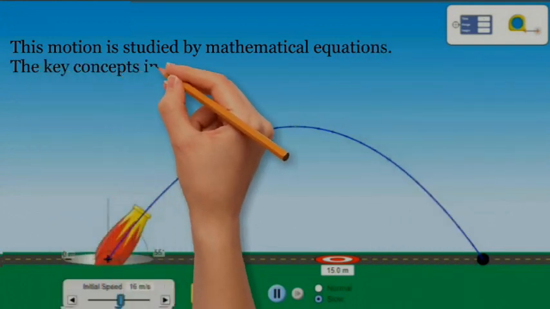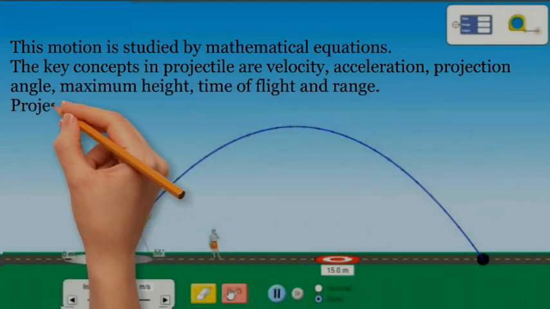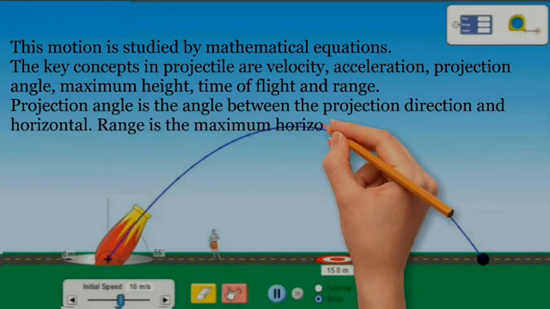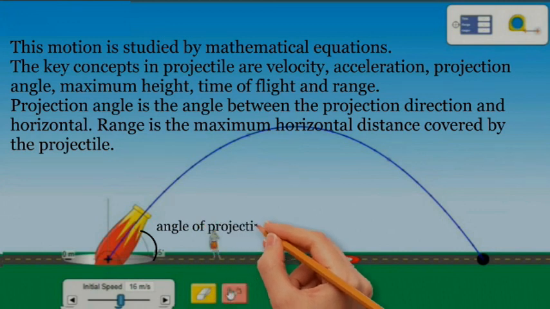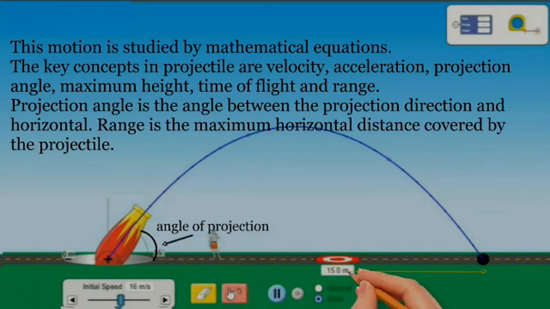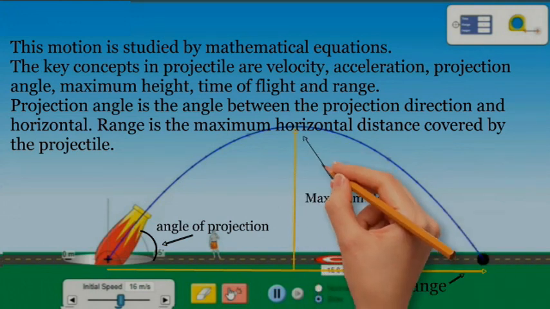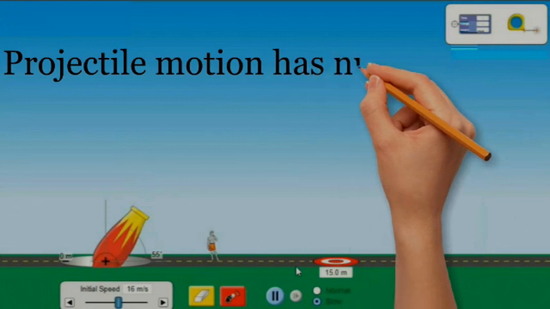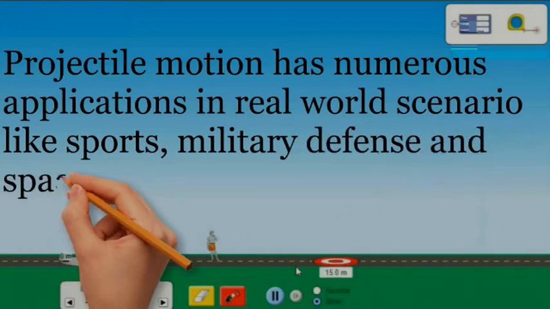The key concepts in projectile motion are velocity, acceleration, projection angle, maximum height, time of flight and range. Projection angle is the angle between the projection direction and the horizontal. Range is the maximum horizontal distance covered by the projectile. Projectile motion has numerous applications in real-world scenarios like sports, military defense and space exploration.